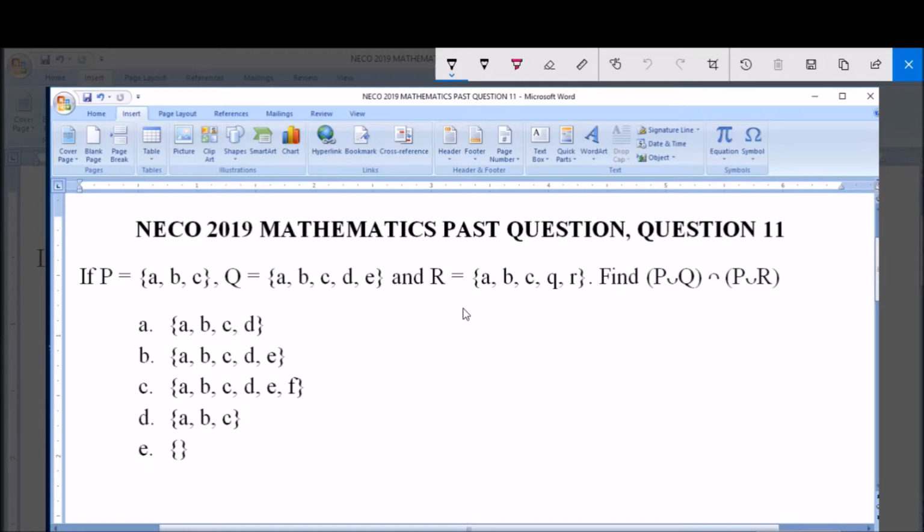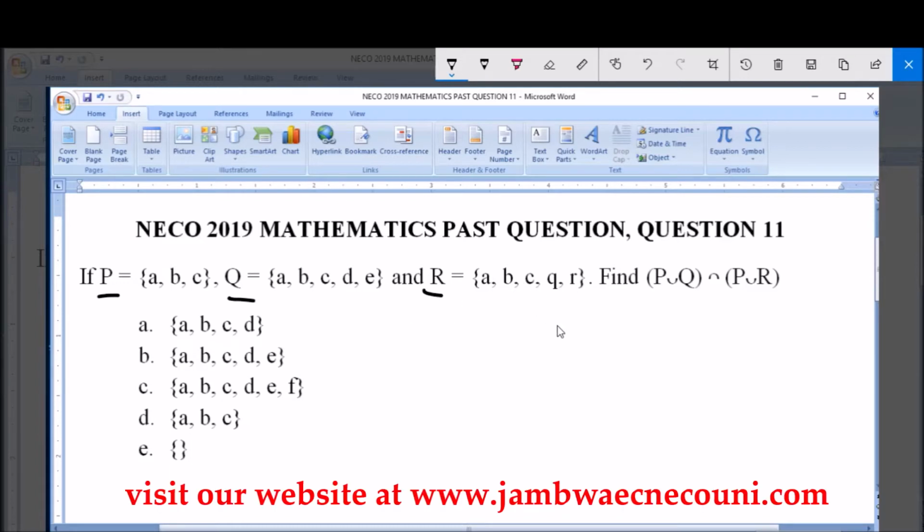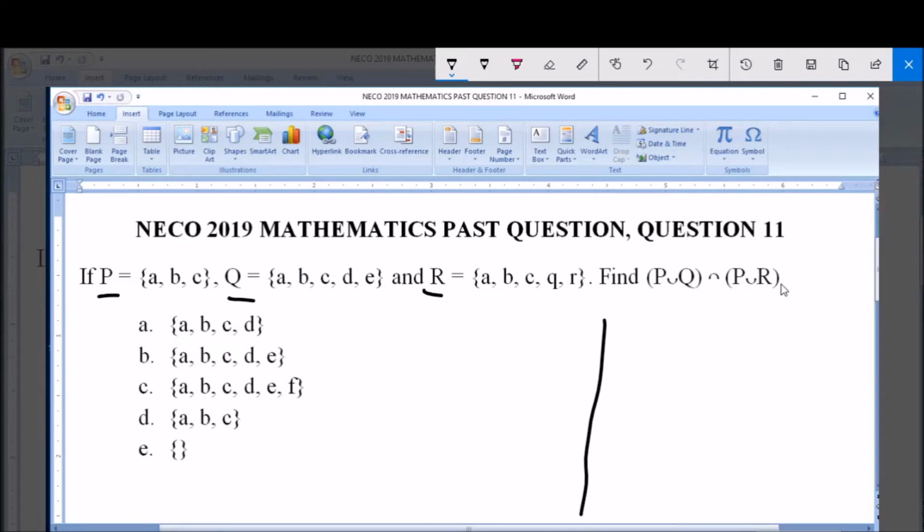So the question, we're given a set of P to be A, B, C, a set of Q to be A, B, C, D, E, and a set of R to be A, B, C, Q, R. Now we are asked to find what? In brackets, P union Q intersecting P union R in another bracket. Now, first of all, let's find the set of P union Q.